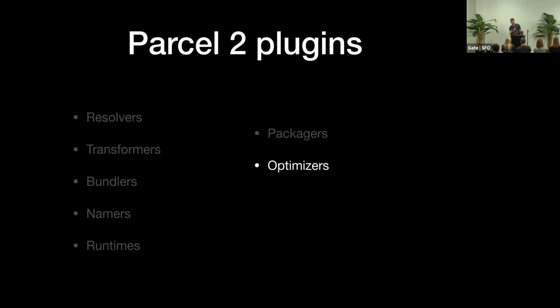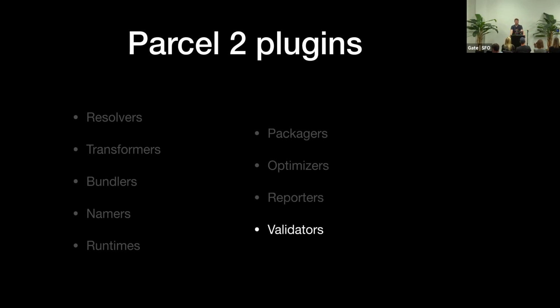We have optimizers, which are minifiers or things like that. So Terser or Uglify or something, image compression, things like that. Reporters kind of just run throughout. They are responsible for reporting progress information. So we use them to implement our CLI. It tells you what's compiling and gives you a nice bundle report at the end.